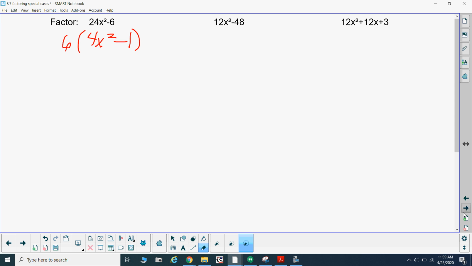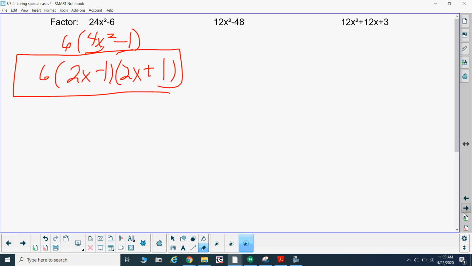Now I look, can I keep going? Are those both perfect squares? Well, they are, so I can factor them. Remember, my middle terms are going to disappear, so I know I'm going to have two factors. One's going to be a plus, one's going to be a minus, and then the square root of both of the things. So the square root of 4x squared is 2x, and the square root of 1 is 1. So this is the factored form. It's going to have all three of those parts when I go to factor it.